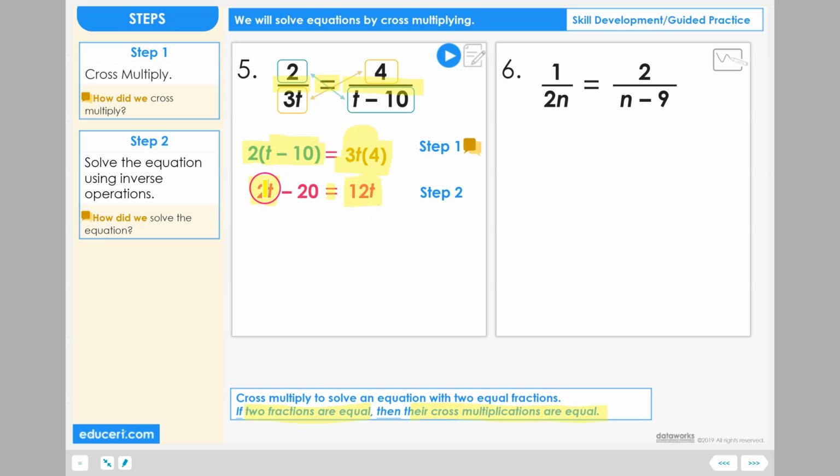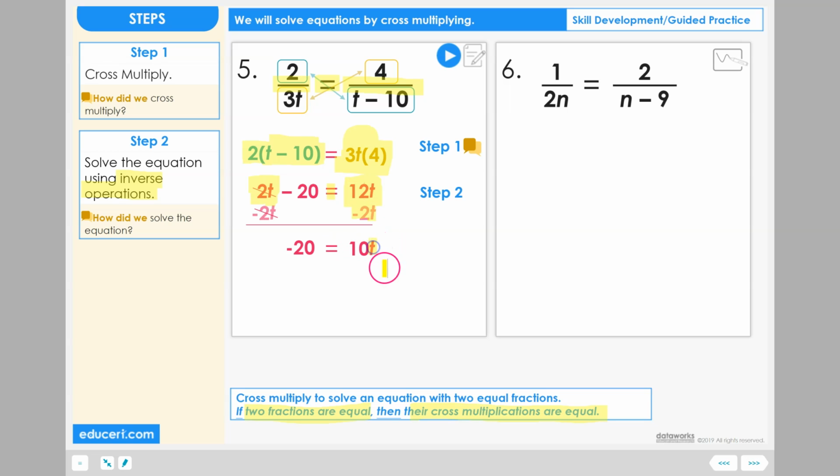So if I want to get rid of a 2t, I need to use the additive inverse operation. To get rid of positive 2t, I need to subtract 2t. And if I subtract it from this side, I also need to subtract it from the other side of the equation. Positive 2t minus 2t will cancel out each other, leaving us with just a negative 20 on the left side, and that is equal to 10t on the right side.